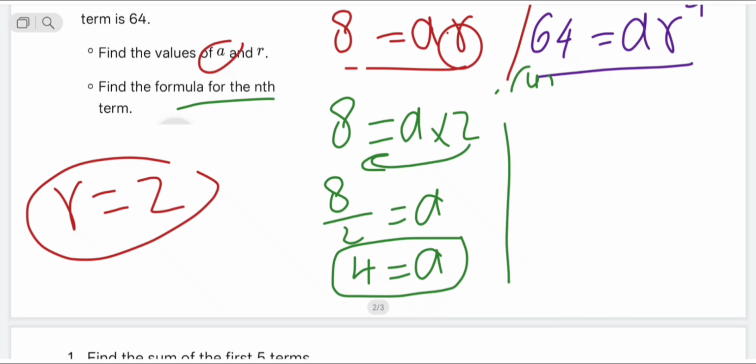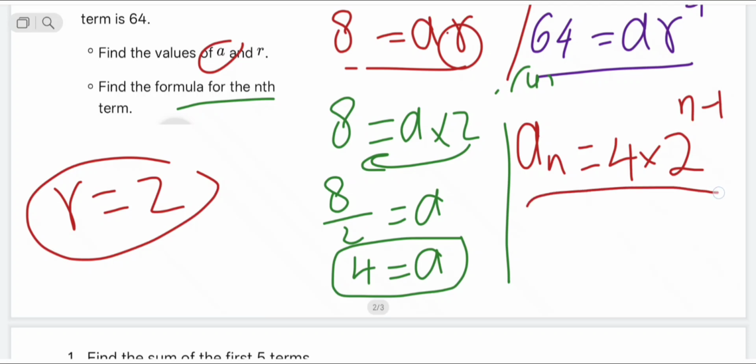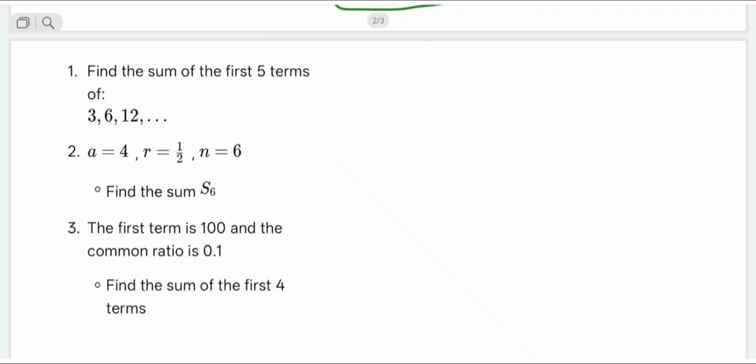So a, meaning the first term, which is equal to 4, multiplied by r power n minus 1. What is r? r is 2. So 2 power n minus 1. This is the nth term. I hope it is clear. Now we will go on to find the sum.